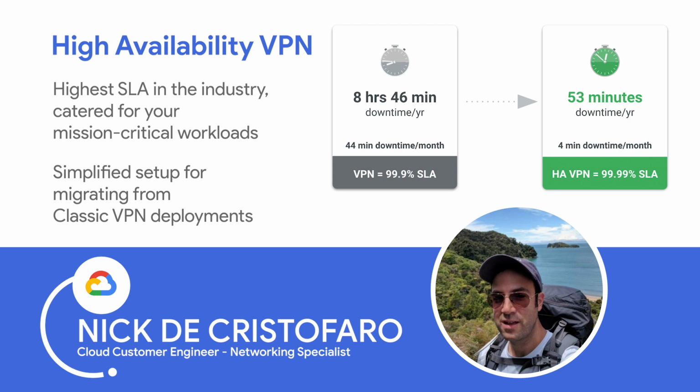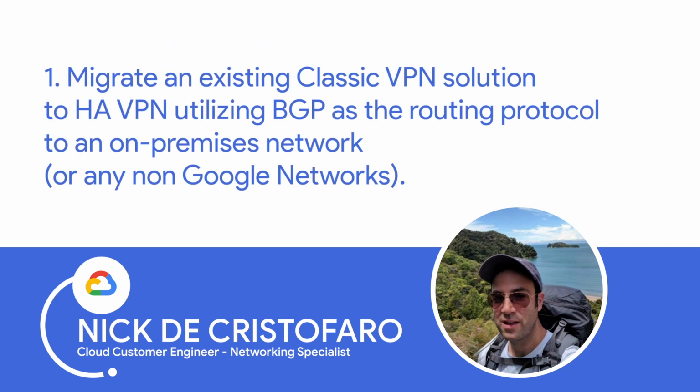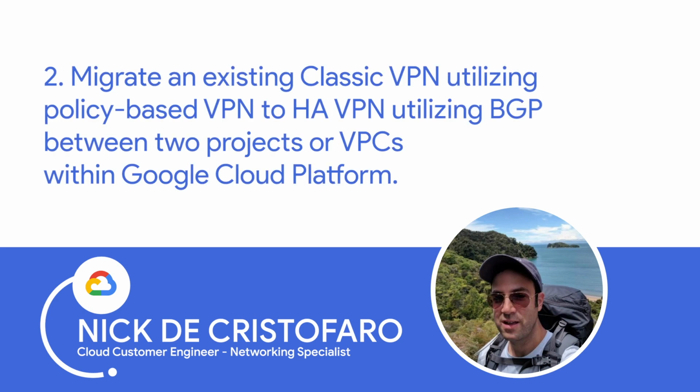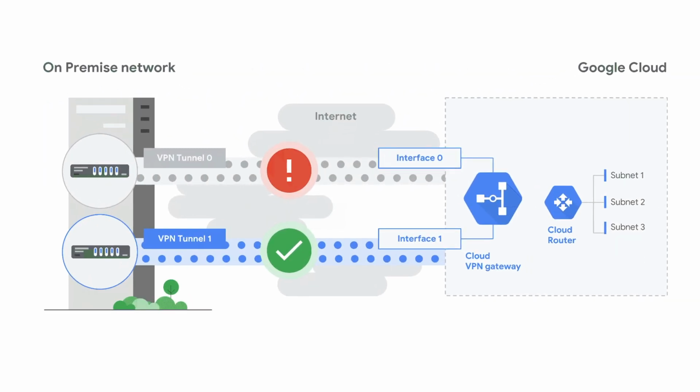In this video, I will show you how easy it is to migrate an existing Classic VPN tunnel to an HA solution. First, let's look at the two migration paths we will look at today. The first one is to migrate an existing Classic VPN solution to HA VPN using BGP as the routing protocol to an on-premises network or any non-Google networks. And the second is to migrate an existing Classic VPN utilizing policy-based VPN to HA VPN utilizing BGP between two projects or VPCs within Google Cloud Platform. Now let's begin by looking at the first example migration path.